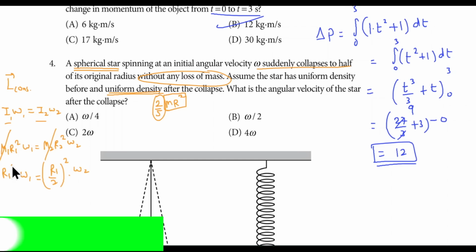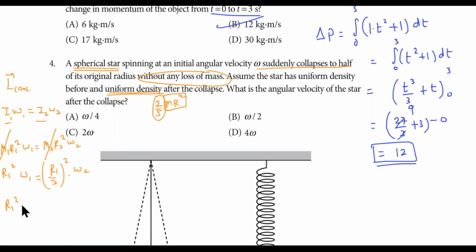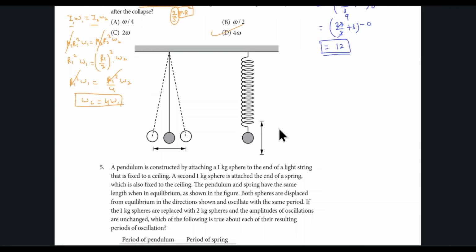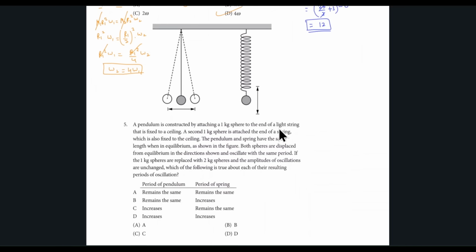Omega 1 is as it is and R1 squared is as it is. So R1 squared omega 1 will be equal to R1 squared over 4 times omega 2. These two are gone. So the new angular speed is actually 4 times the initial angular speed. So I'm going to mark 4 as option D. That works.